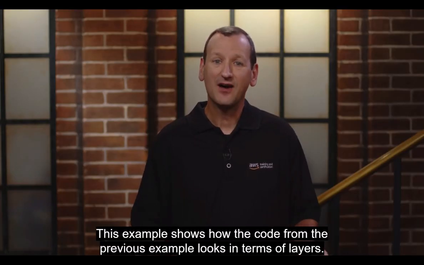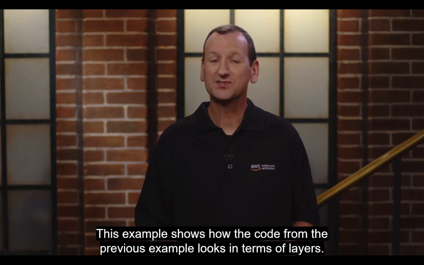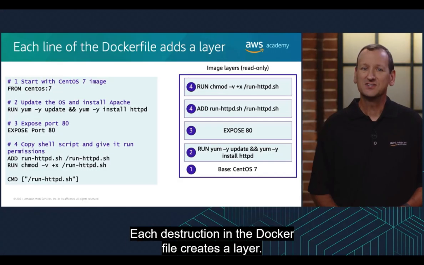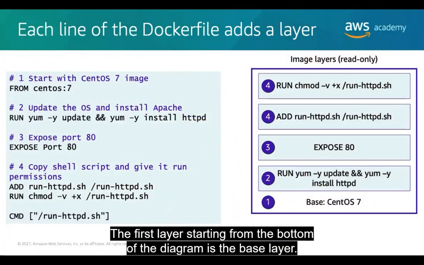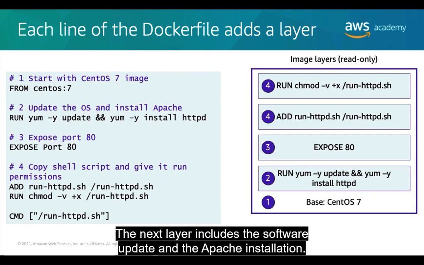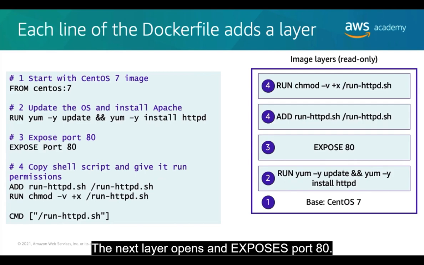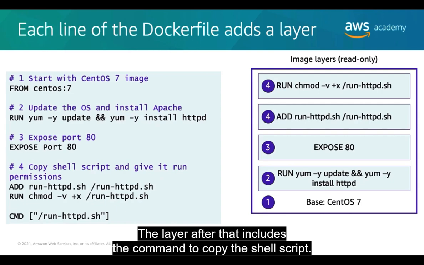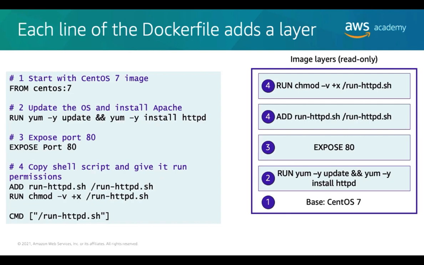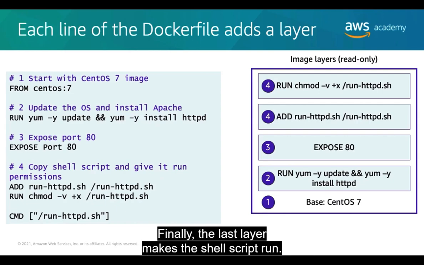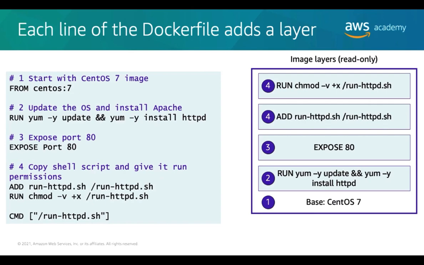This example shows how the code from the previous example looks in terms of layers. Each instruction in the Docker file creates a layer. The first layer, starting from the bottom of the diagram, is the base layer. The next layer includes the software update and the Apache installation. The next layer opens and exposes port 80. The layer after that includes the command to copy the shell script. Finally, the last layer makes the shell script run.